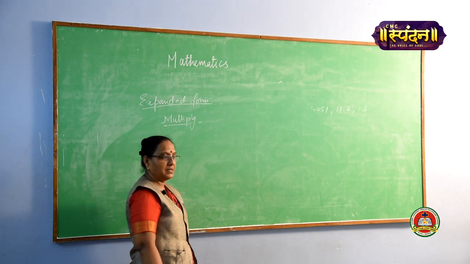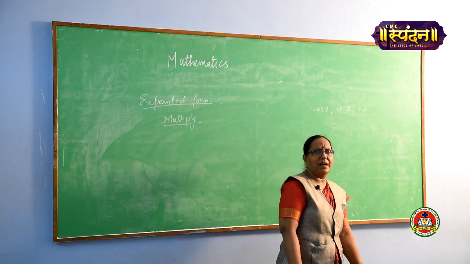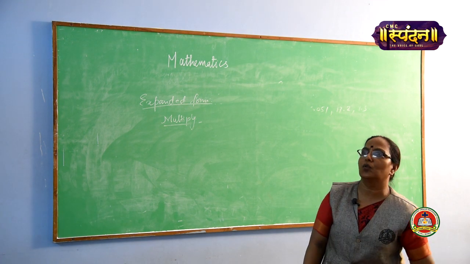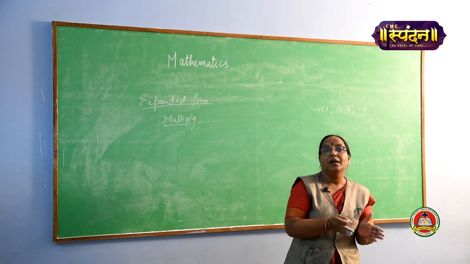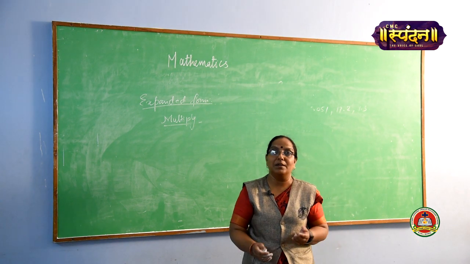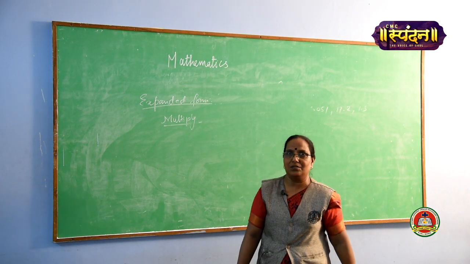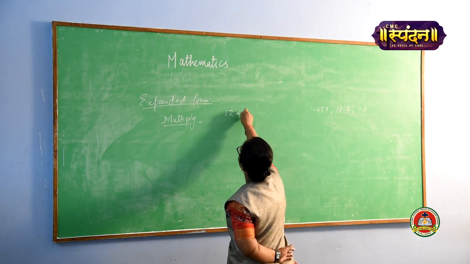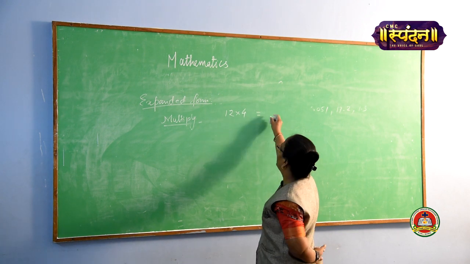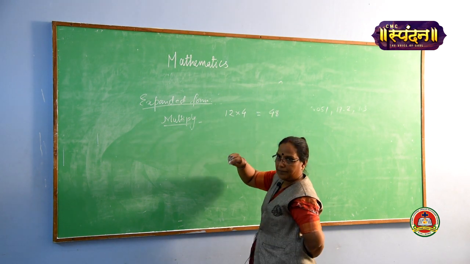Multiply the numbers. Which two numbers do we have to multiply? The traditional method, you know how to multiply any two numbers. So we can multiply whole number by whole number, whole number by decimal, decimal by decimal also. For example, 12 into 4, you know very well how to multiply these two, it is 48.